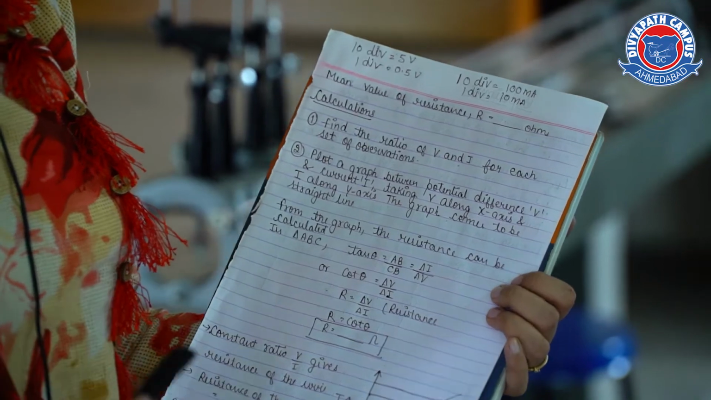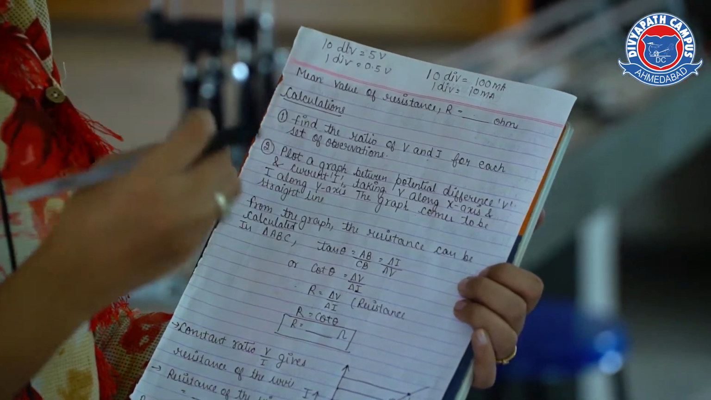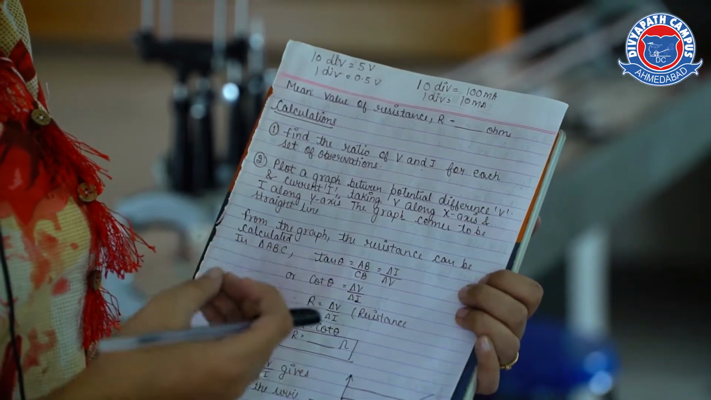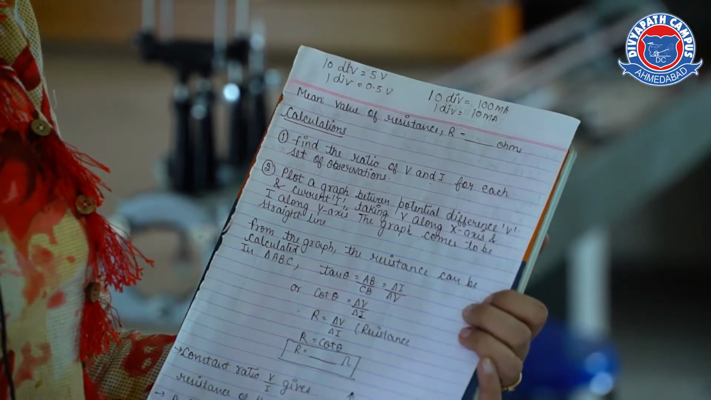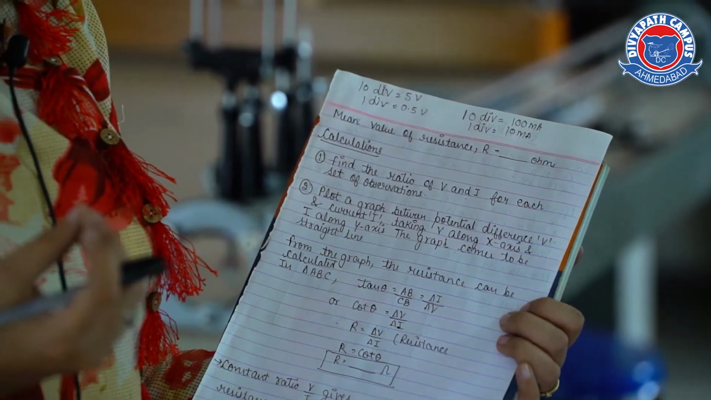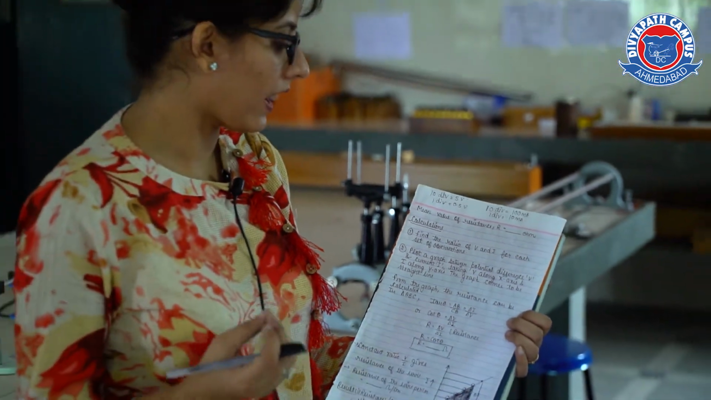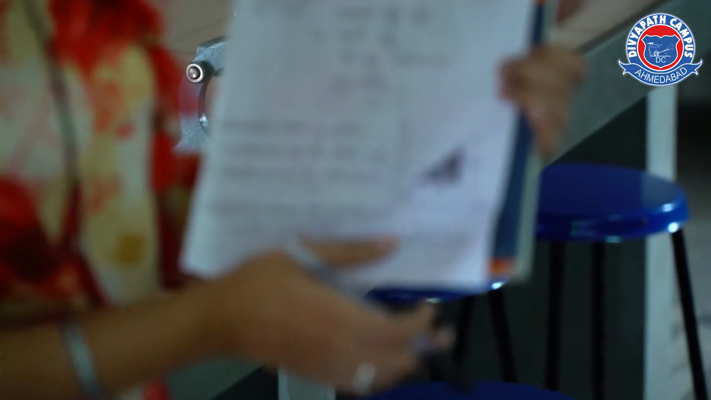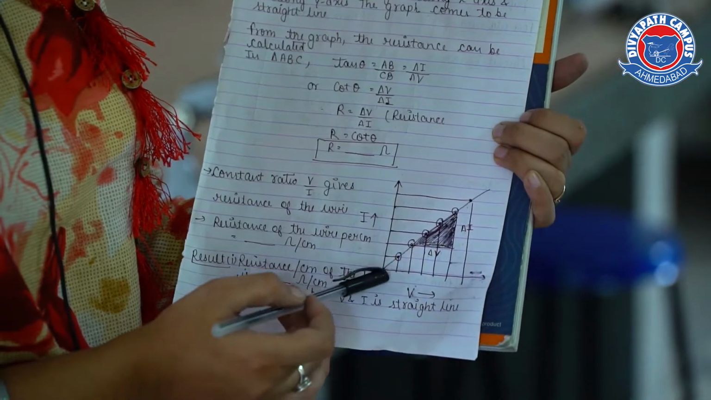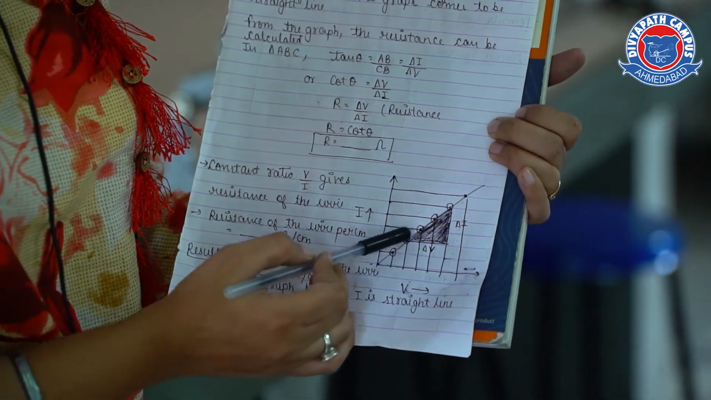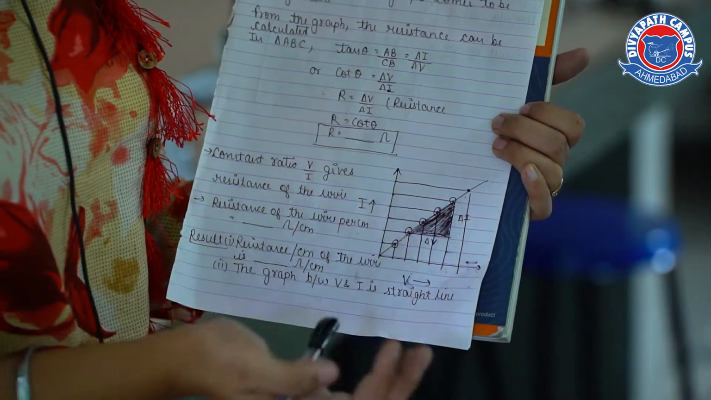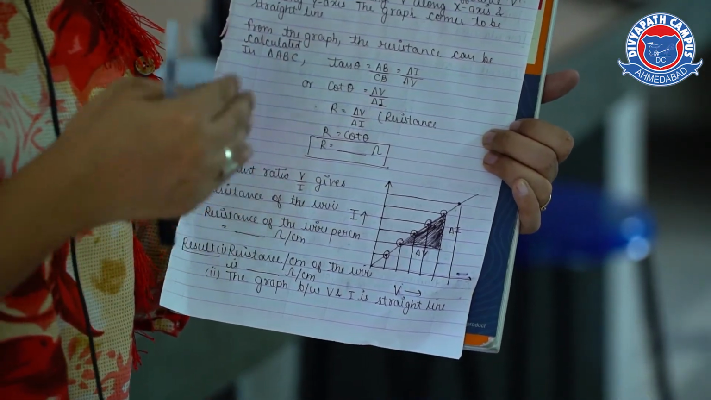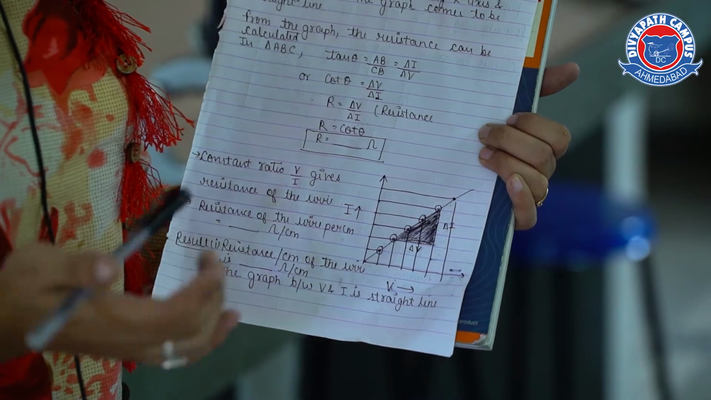So the next part is calculation. You have already observed the V by I ratio from the observation table. Now the next part is our graph, which is very important. You also have to find the value of resistance from the graph. You have to take voltage along the x-axis and current along the y-axis. You will get a straight line, which means V and I are directly proportional. This is the main idea of Ohm's law: V and I are directly proportional.